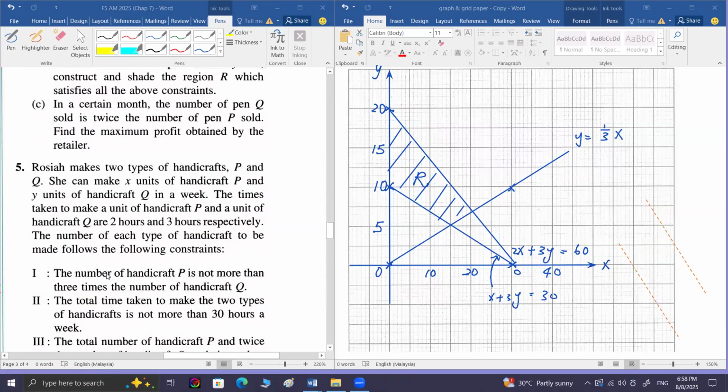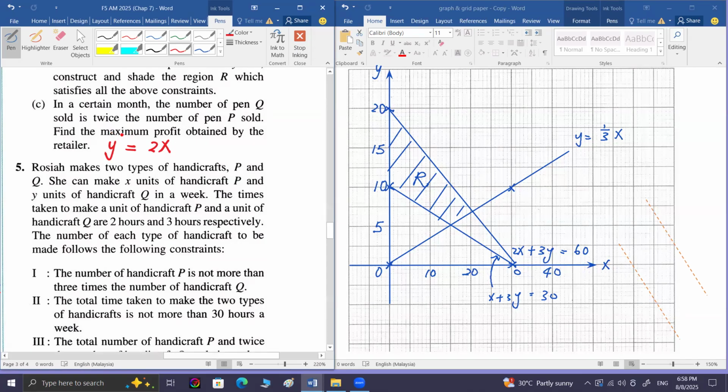In a certain month, the number of pen Q sold is twice the number of pen P sold. Q is Y. So you are given Y equal 2x. A bit different with the previous one. Okay? Equation that given.